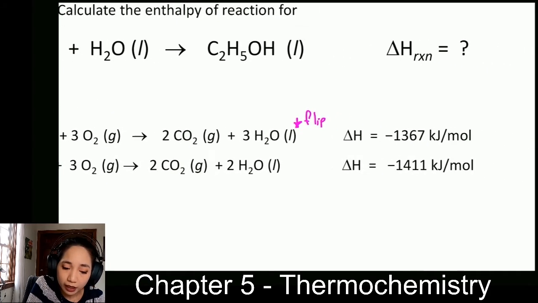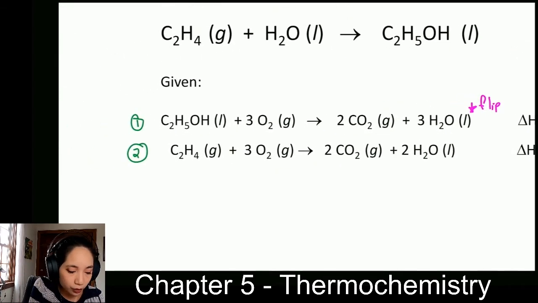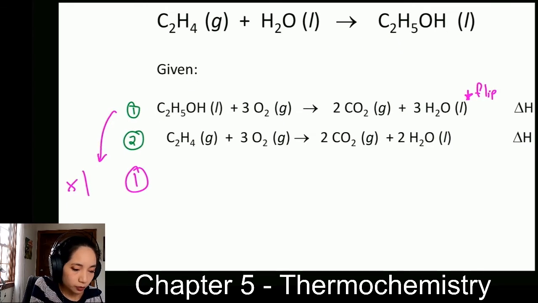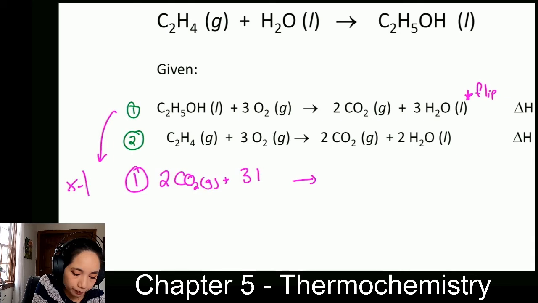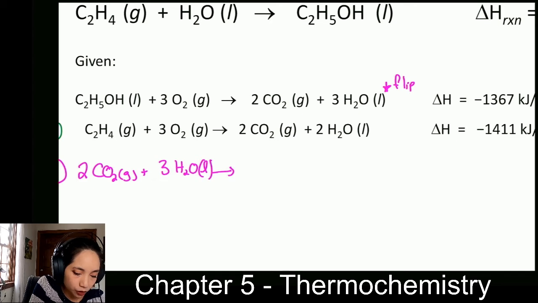If we flip it, we have to do the same thing to the delta H value. So I'm going to rewrite this equation so it's flipped. Down here, I will write: I'm going to flip reaction 1, times -1. If I flip it, I will put the CO2s on this side. So 2 CO2 gas plus 3 H2O liquid. The reactants are now on the product side: C2H5OH liquid plus 3 oxygens.